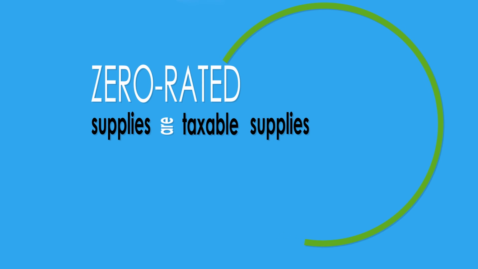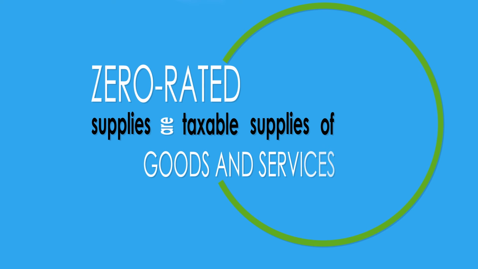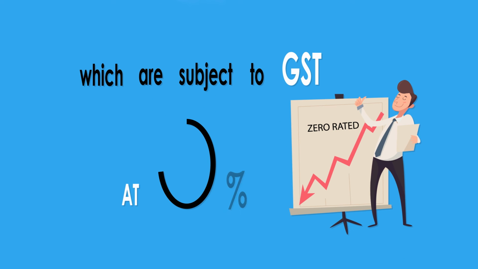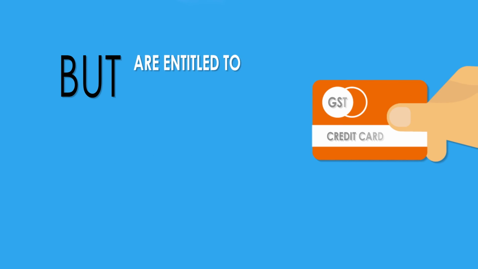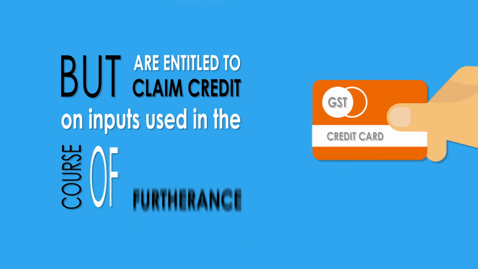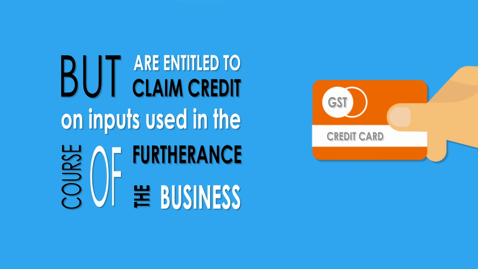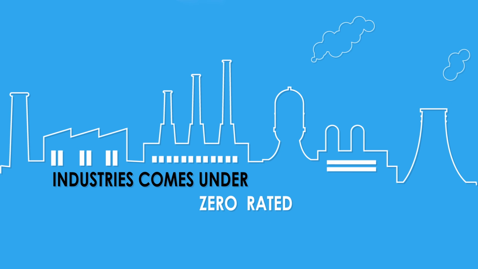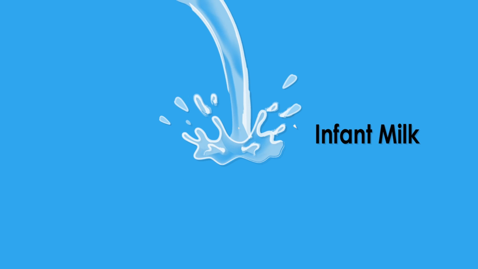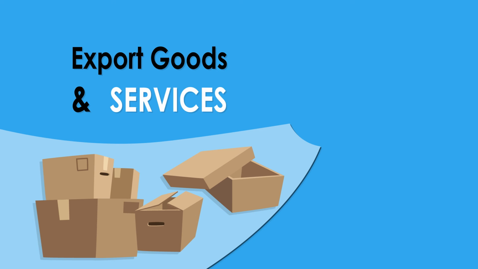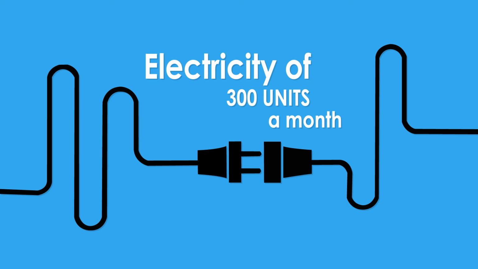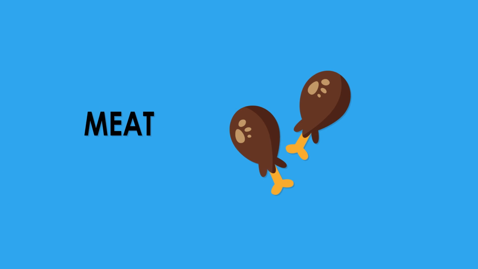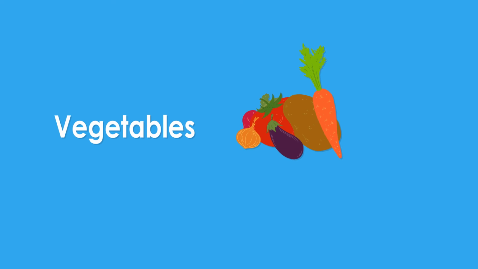Zero rated supplies are taxable supplies of goods and services which are subject to GST at 0% rate. In this respect, businesses do not collect any GST on their supplies but are entitled to claim credit on inputs used in the course or furtherance of the business. Industries that come under zero rated are infant milk, export goods and services, water for domestic use, electricity of 300 units a month, raw food products like meat, eggs, vegetables, and oil.